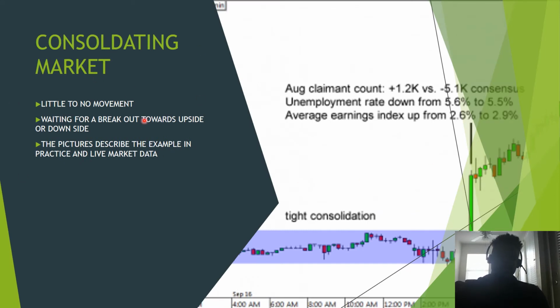Consolidating markets. It's basically little to no movements, and I'll go back to the range bound, and let's see if I can go back. Whoops, not available. But it's usually followed with tight consolidation, and it's usually before news events. It's usually when the market's at structure. It's usually on a lower time frame when the market's at structure, and you're just waiting for a breakout towards the upside or the downside. So to your right, this is an example of what tight consolidation looks like. Little to no pip movement, okay?